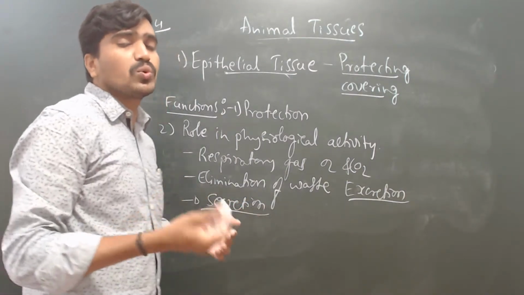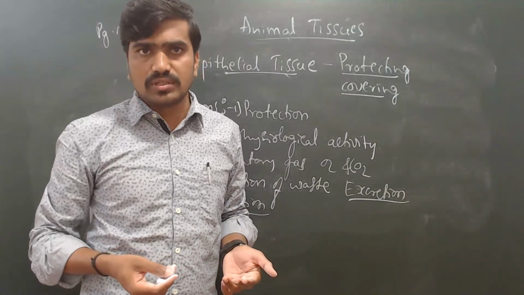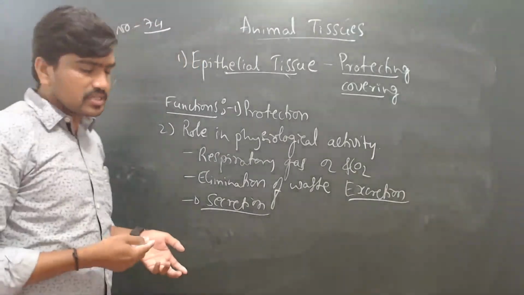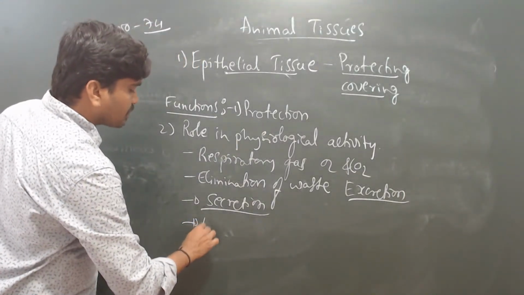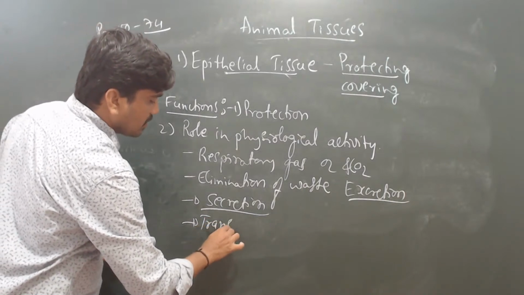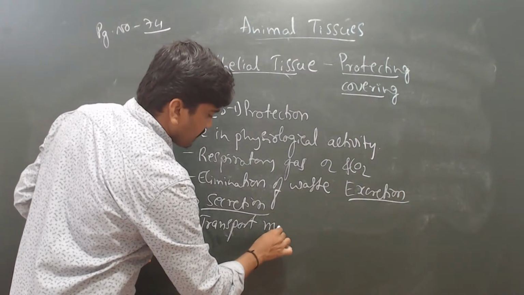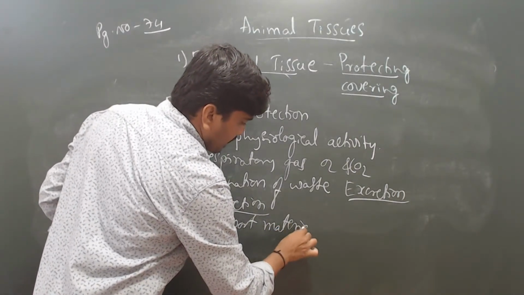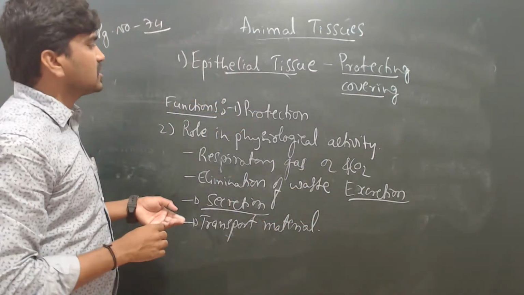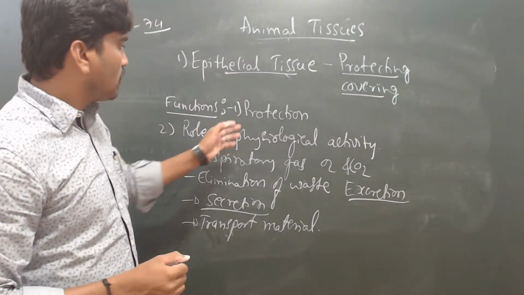Secretion is nothing but to release or to produce, and it also helps to transport material. Different types of material are transported in our body. These are the main functions of epithelial tissue.